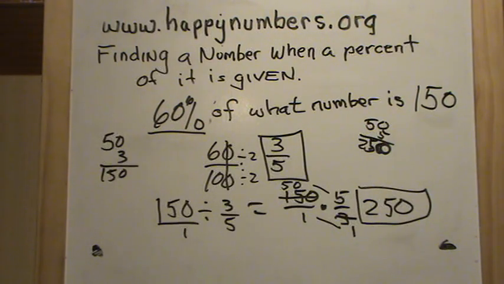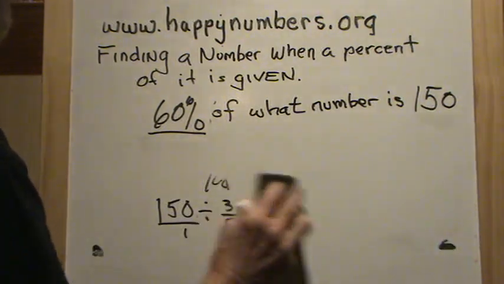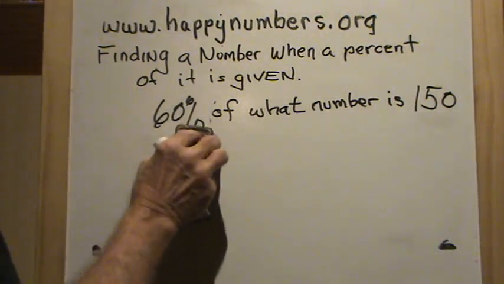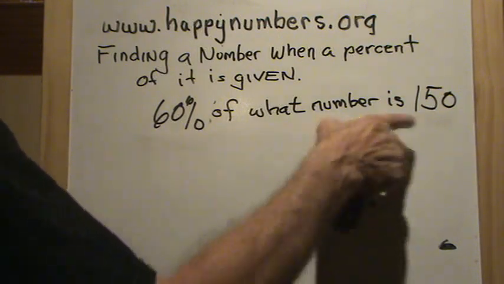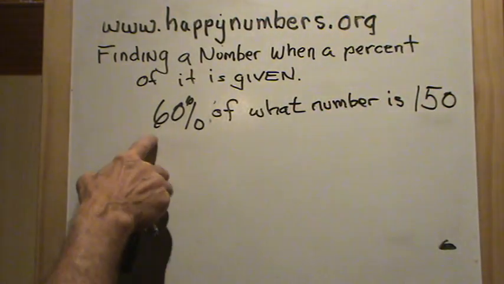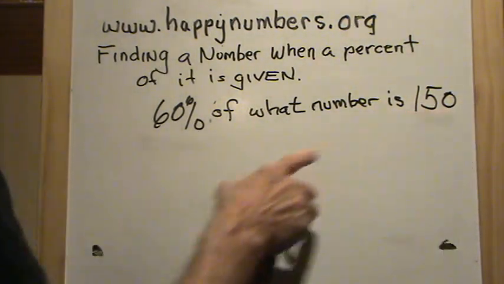Okay, so quickly, the skill set is, when you have a problem set up like 60% of what number is 150, you change the percent to a fraction, and then you divide this number by the fraction.